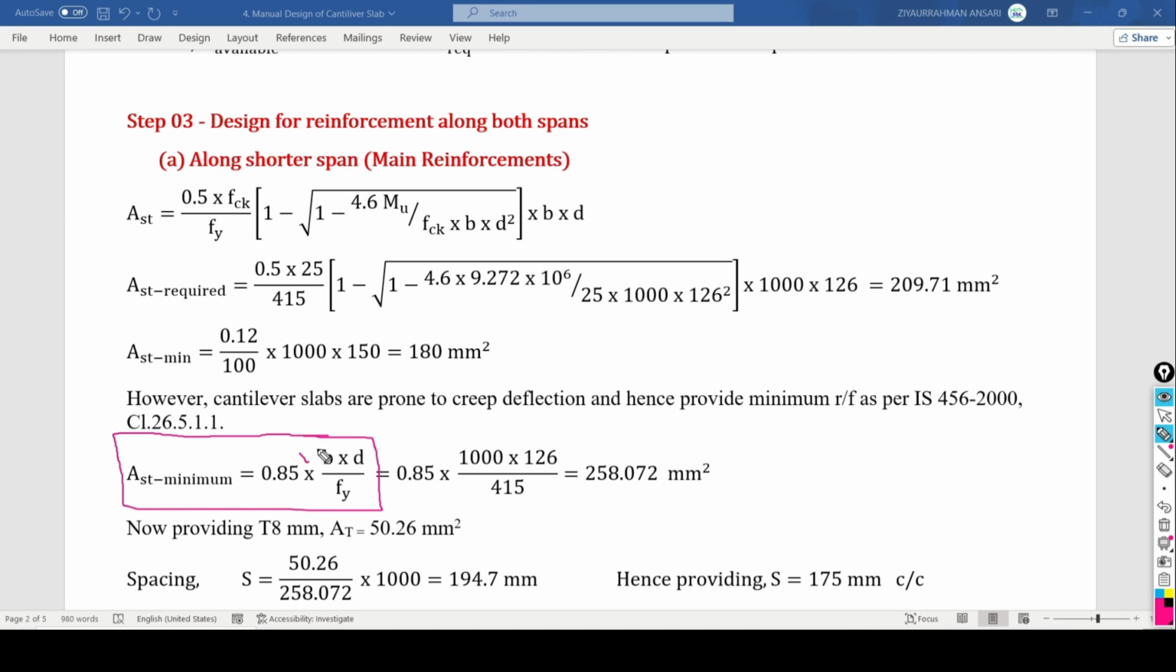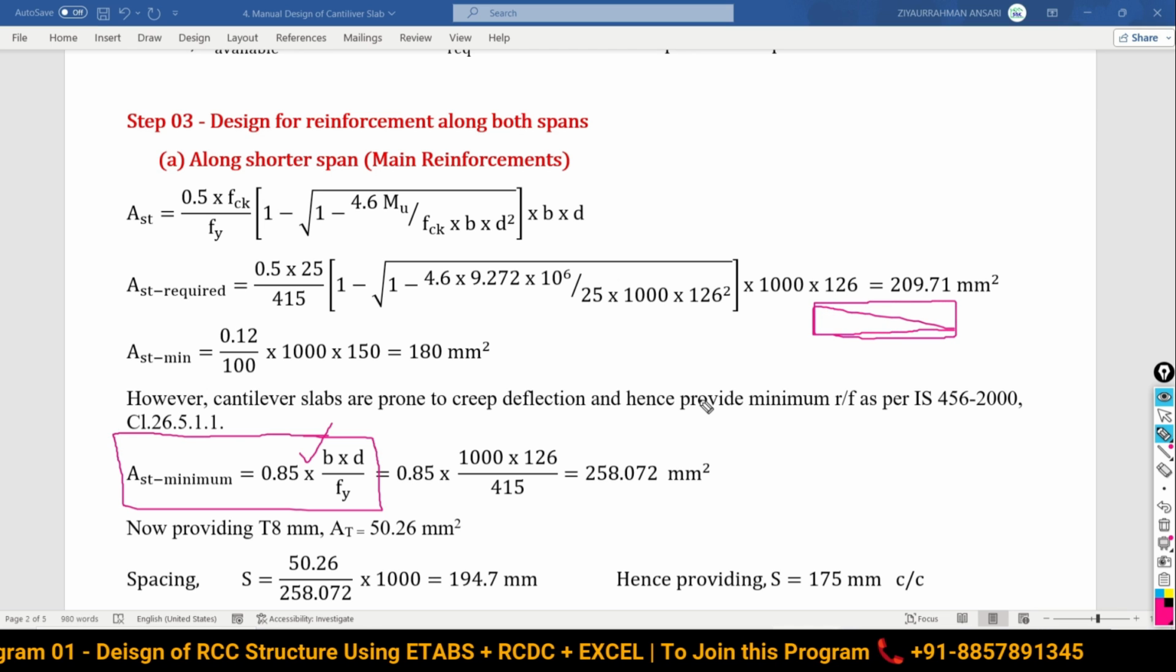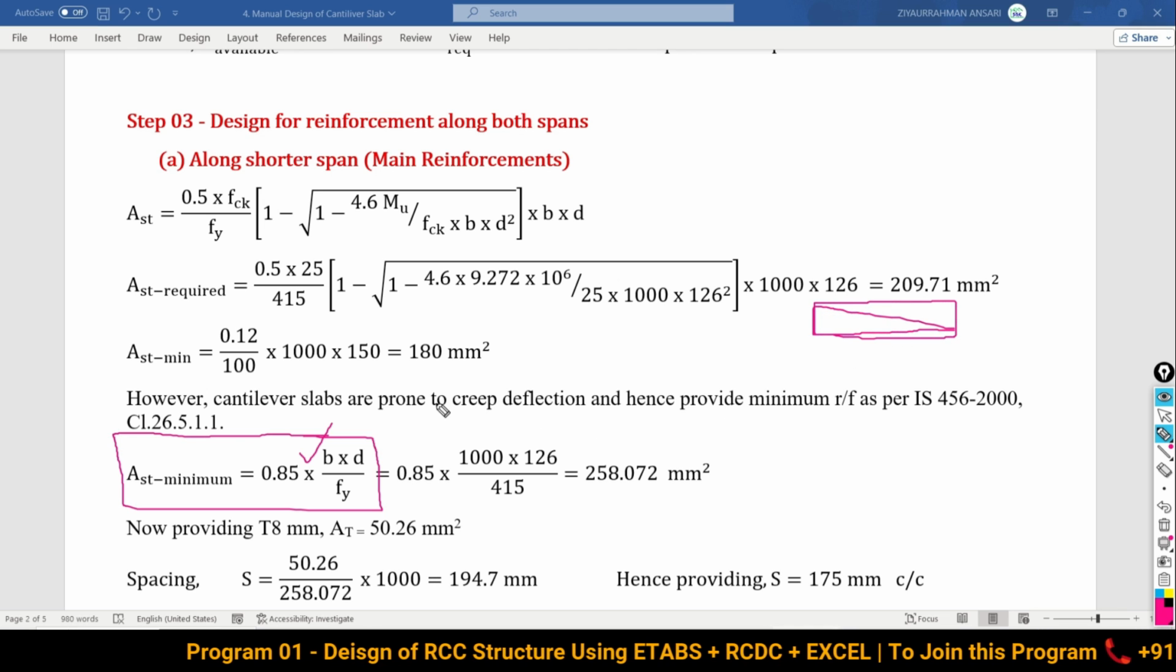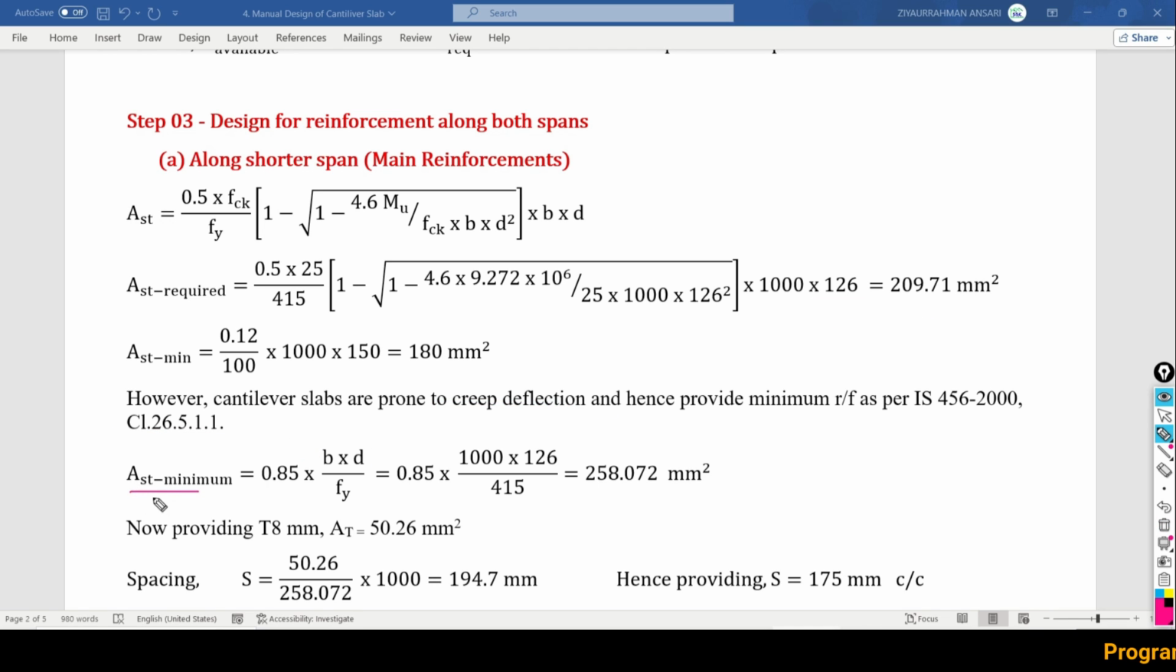If this value is coming more, then we are going to provide this reinforcement. Why? Because it is a cantilever type of slab, and a cantilever slab is in more danger. That's why we are going to take the safety. And another reason is what? These cantilever slabs are prone to creep deflection. That's why we are going to check with this minimum reinforcement.